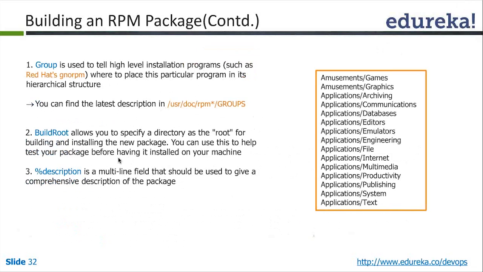And build root allows you to specify a directory as the root for building and installing these new packages. You can use this to help your build, and description tells you what they are. So there's a whole set of information that you find in your spec file, and as I said, when we do one simple example, you will roughly understand this particular file.